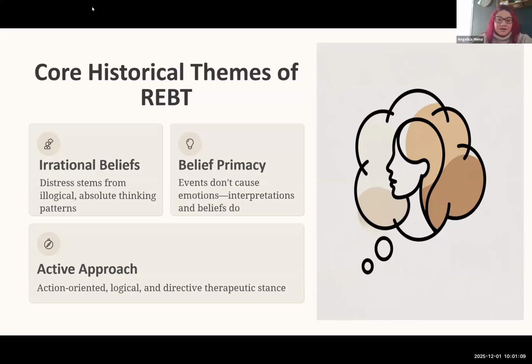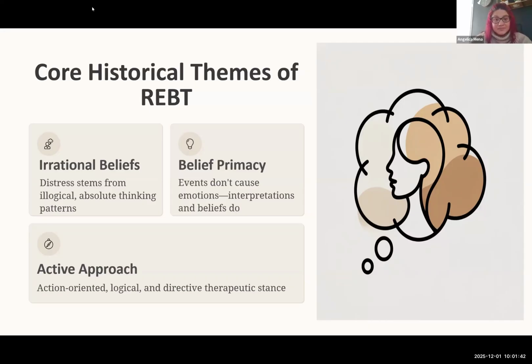And then finally, REBT is also an active approach, which is important to note. Therapists are usually very direct and logical and highly engaged, right? So this is very different from the approach we talked about with psychoanalysis in previous weeks, and the idea of free association, and the client just coming in and saying whatever's on their mind, and them leading the session. And this is not the case here with this model, right?